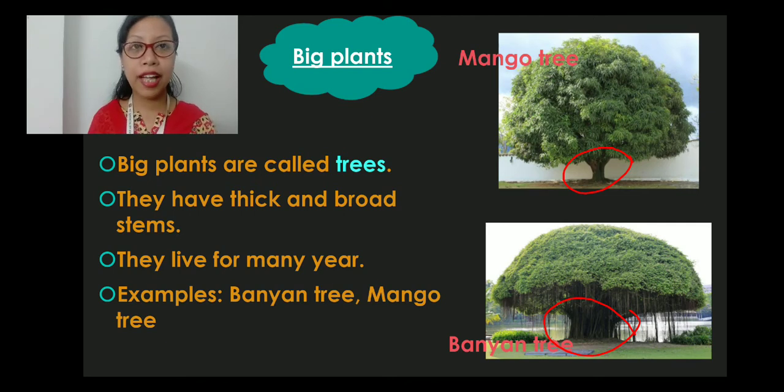So remember that big plants are called trees as they are very big, so they have thick and broad stems, and big plants live for many years. Now examples you can give: banyan tree, mango tree, also there is the neem tree.